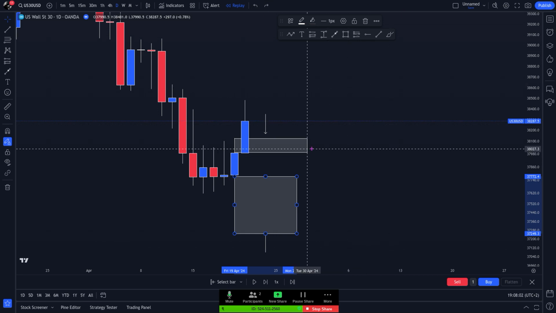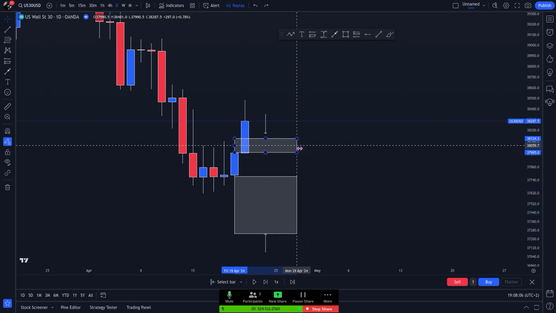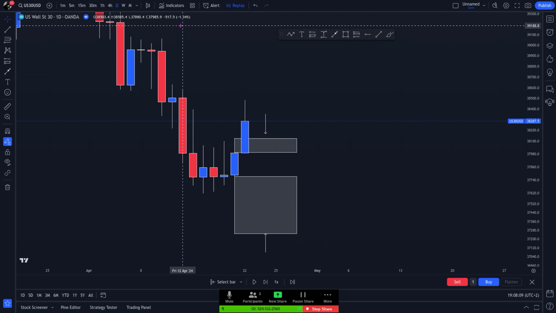The next thing you're going to do is go to the 4-hour time frame. The 4-hour time frame is where we're going to do the magic.